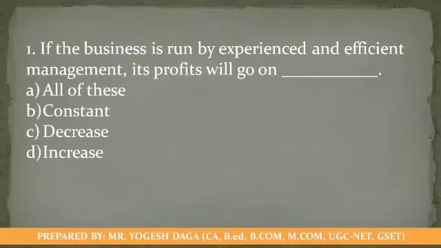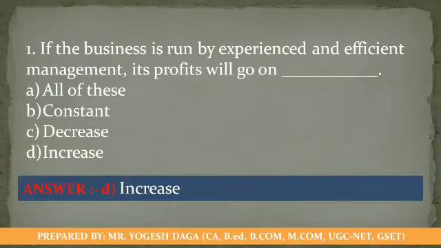First question: if the business is run by experienced and efficient management, its profit will go on dash. All of this, constant, decrease or increase. So students, what is the correct answer? Yes, the correct answer: if the business is run by efficient and experienced management, then profit will always be increasing. So yes, the D option is the correct option, students.